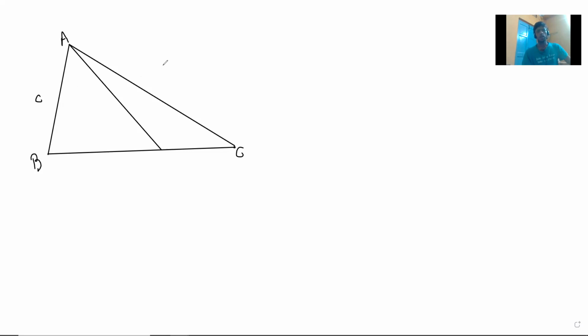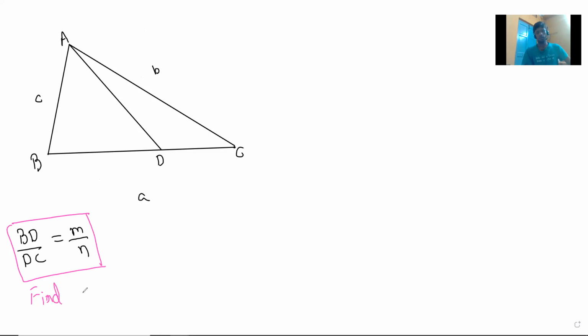So if this is C, and again, the same notations, and this is A, and if this ratio, BD is to DC, is M is to N, now I want you to find AD. Find AD; AD square also you can find. Same thing. This will generalize what you have done earlier, and you can use it in many interesting ways. When you go to geometry applications, you will see this gives more meaning to trigonometric identities even sometimes.